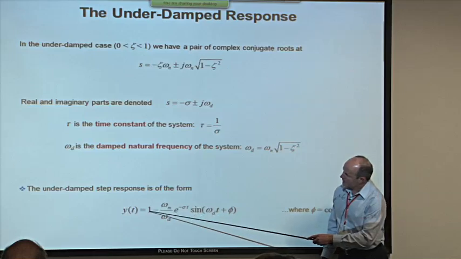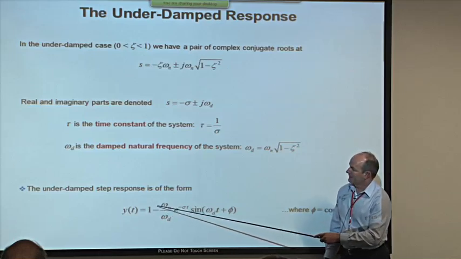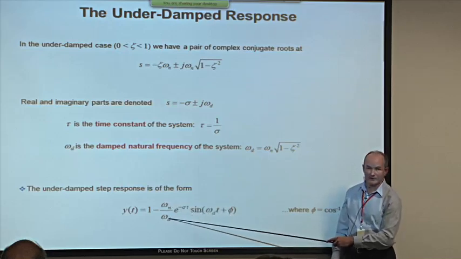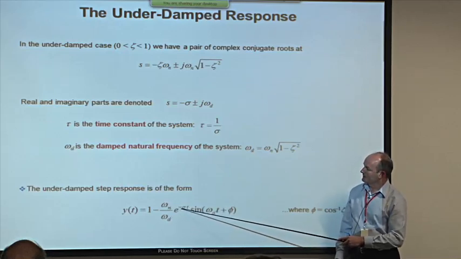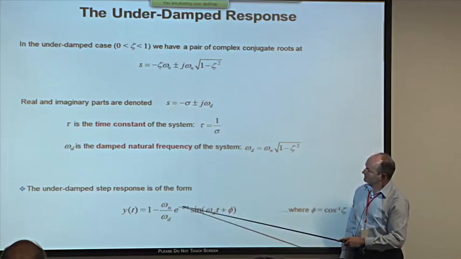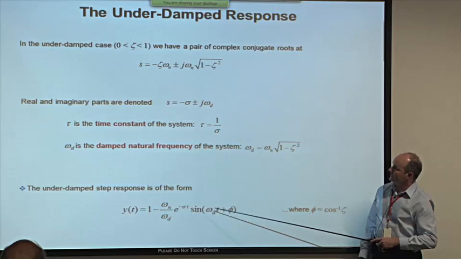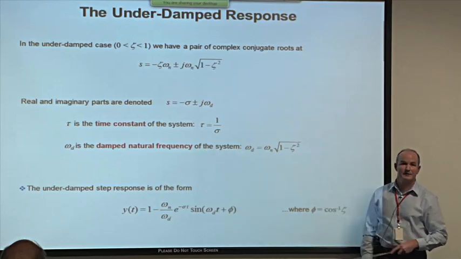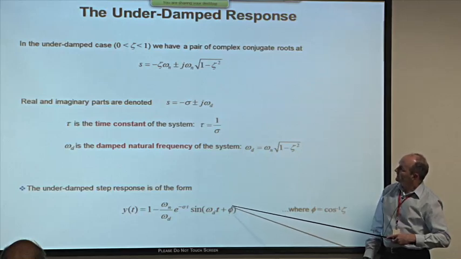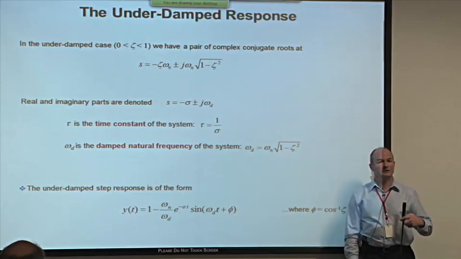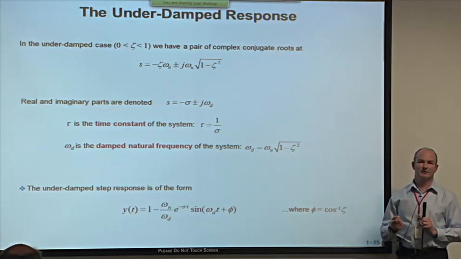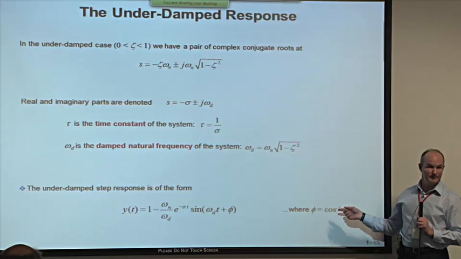The step response is 1, that's the steady state part, minus the transient part. Now the transient part is omega n over omega d times e to the minus sigma t. Sigma is the real part of the poles, times the sine of omega d t plus phi. So now you see the damped natural frequency is indeed the frequency of oscillation. Phi here is a phase shift, which turns out to be only dependent on the damping ratio. It's related to it by an arc cosine.